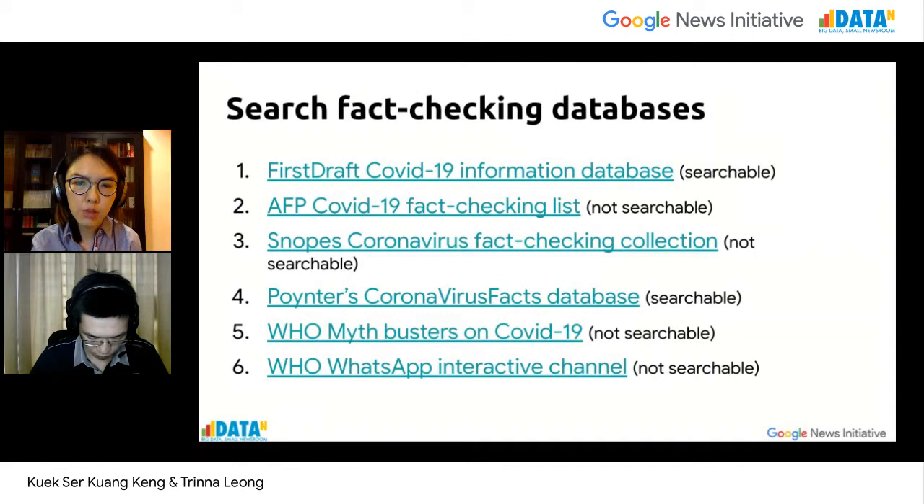So the databases that we know of, and we've compiled the list here, there are 6. One is First Draft, second is the AFP Fact Check, Snopes, Poynter, and WHO has a Mythbuster website, but it also has a WhatsApp channel as well.